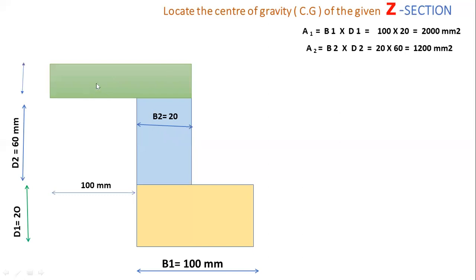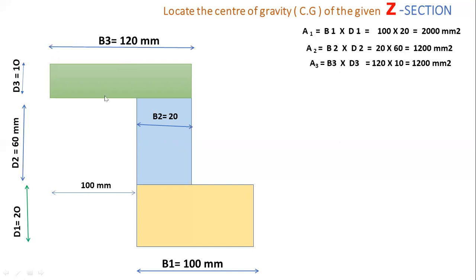Now this is the third section. Depth D3 equals 10 mm and base B3 equals 120 mm. A3 is the area of the top rectangle. A3 equals base into depth, so 120 by 10 equals 1200 mm square. These are the individual areas A1, A2, A3. Now I am considering the x-axis and y-axis.